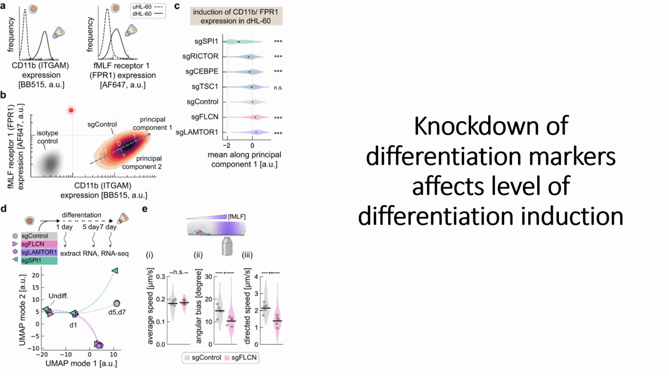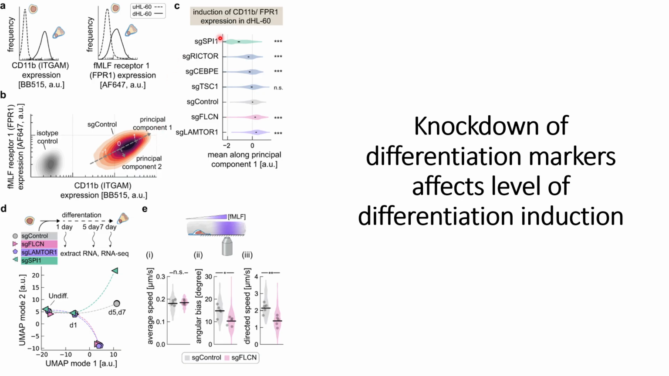So first, from this PCA plot, they checked whether higher differentiation occurs in the case where differentiation markers are knocked down, or in the case where they are not knocked down. What they found is that where differentiation markers are knocked down, that is SPL1 and CBPE, they see a lower upregulation of CD11B and fMLF, compared to the case where FLCN and mTOR1 are knocked down, which are not differentiation markers, where they see a high level of differentiation induction in those stable guide RNA cell lines.